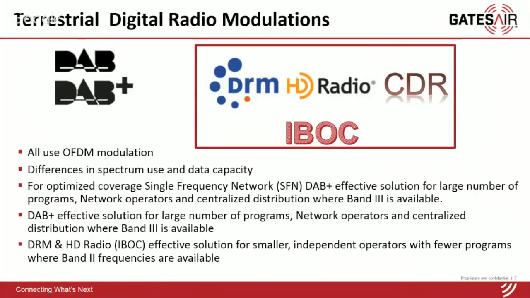The DRM, HD radio, and CDR are considered IBOC, in-band on-channel services, whereas DAB, DAB Plus are dedicated channels, strictly for the digital service, whereas the IBOC channels can transmit simultaneous, plus a little more or less simultaneous analog and digital information. IBOC came along pretty much through DRM and HD radio because of the need in some countries to continue. They didn't have the available spectrum to move to all new digital services.